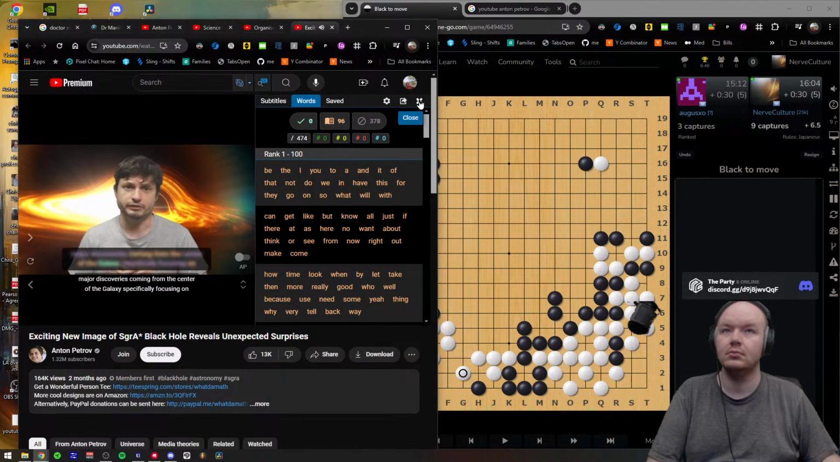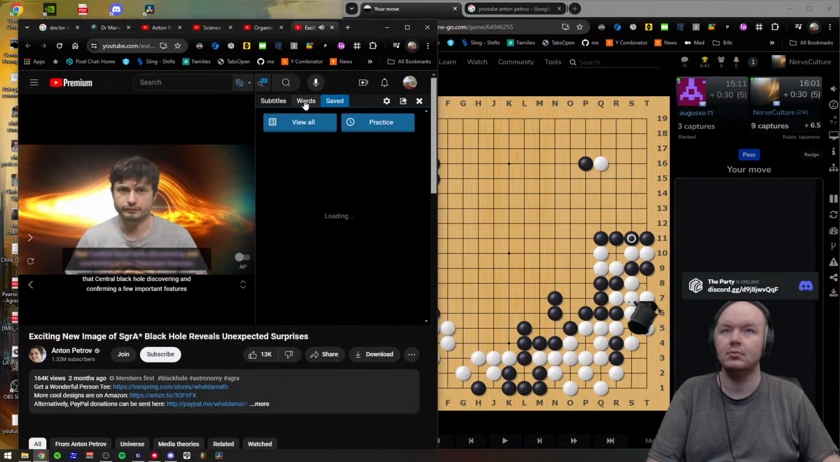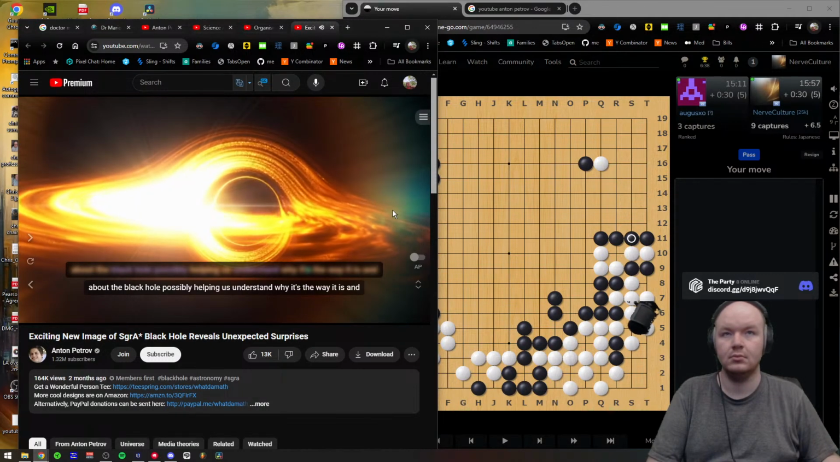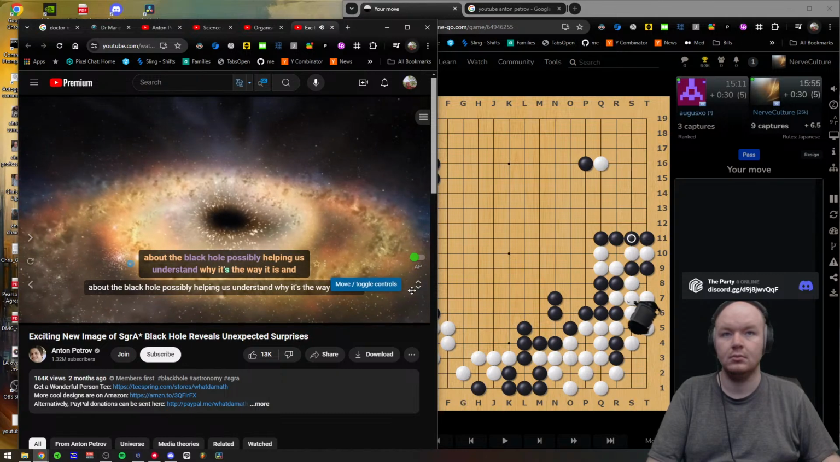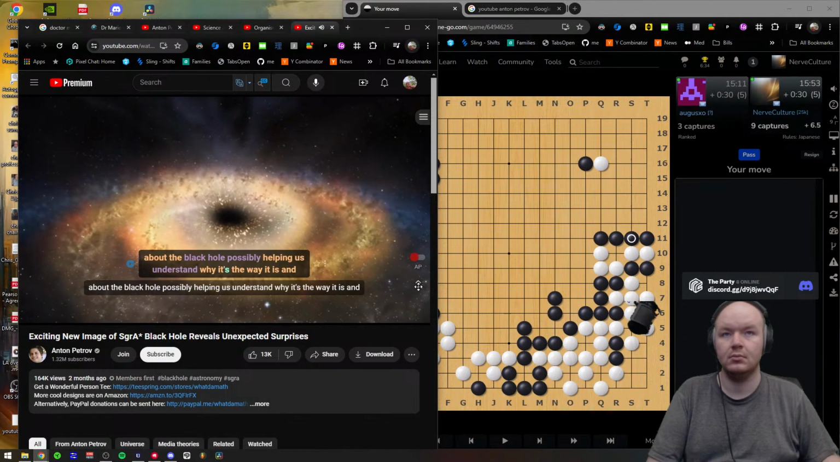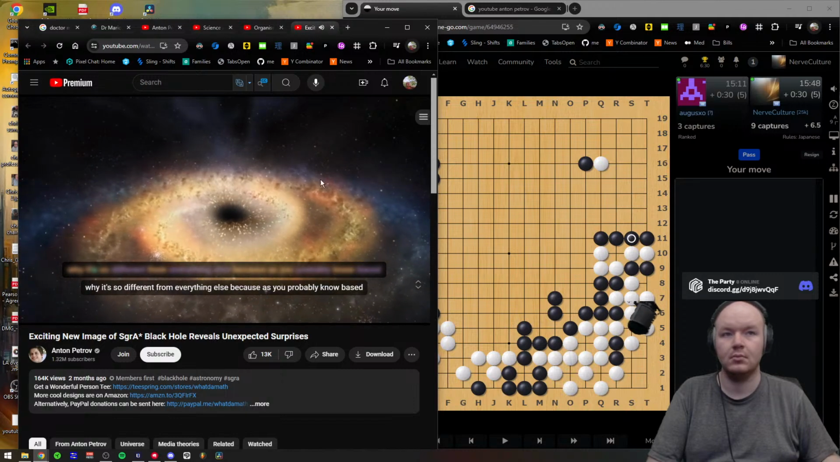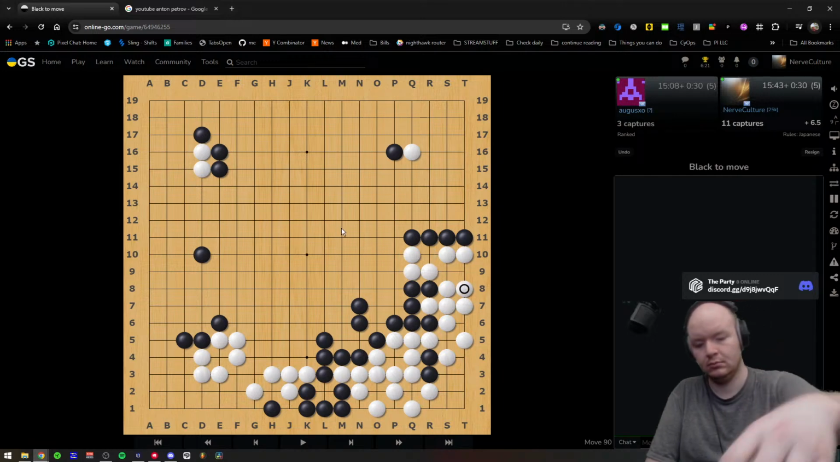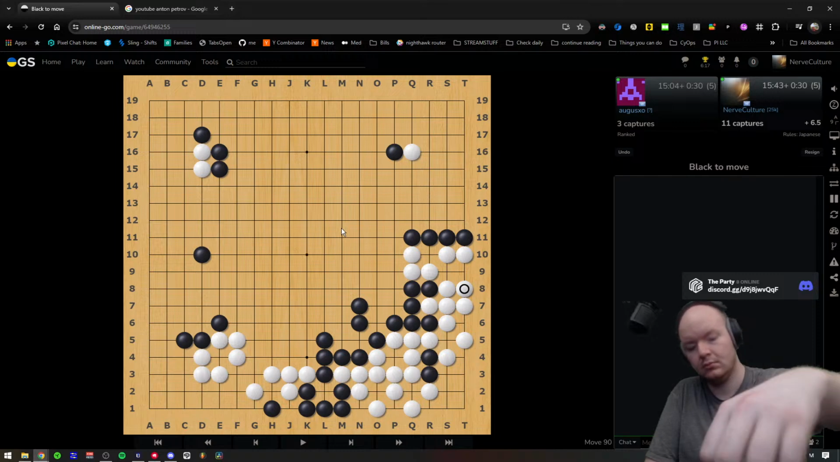Discoveries coming from the center of the galaxy, specifically focusing on that central black hole, discovering and confirming a few important features about the black hole, possibly helping us understand why it's the way it is and why it's so different from everything else. Because as you probably know based on observations from other black holes, Sagittarius A star is surprisingly quiet, surprisingly small, possibly even making Milky Way galaxy somewhat unique compared to everything else.